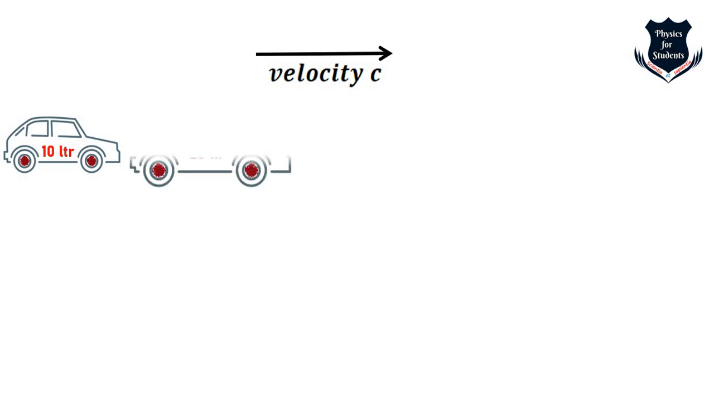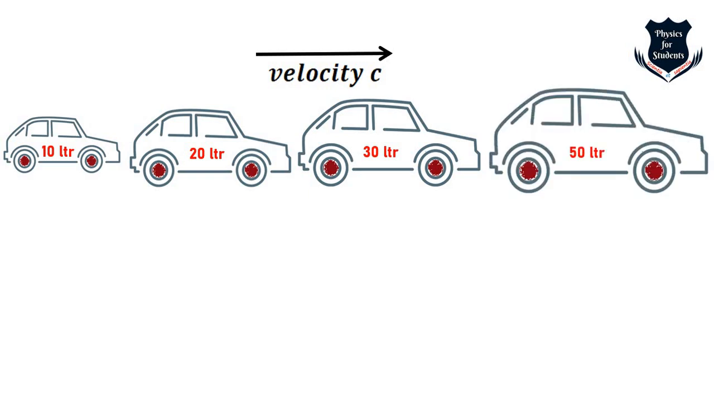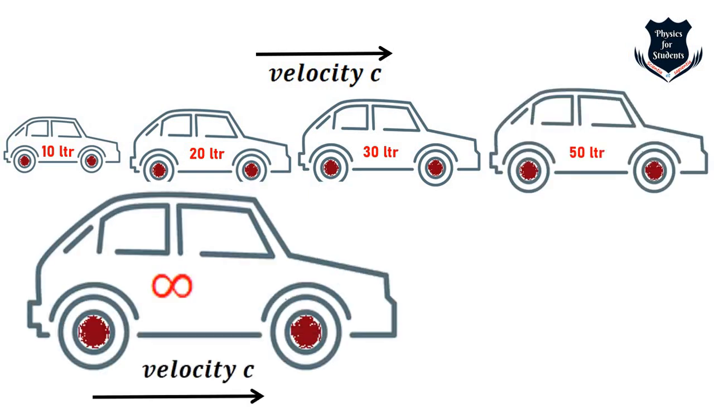Now this car, we add a little bit more petrol and it gains mass. We make it 20 liters, we make it 30 liters, the mass increases further. We make it 50 liters, the mass increases further, and then it increases up to infinity. That is when it is closer to moving at the speed of light. So here is an example when the car is moving near the velocity of light. We are adding petrol, the mass increases, and it goes up to infinity.